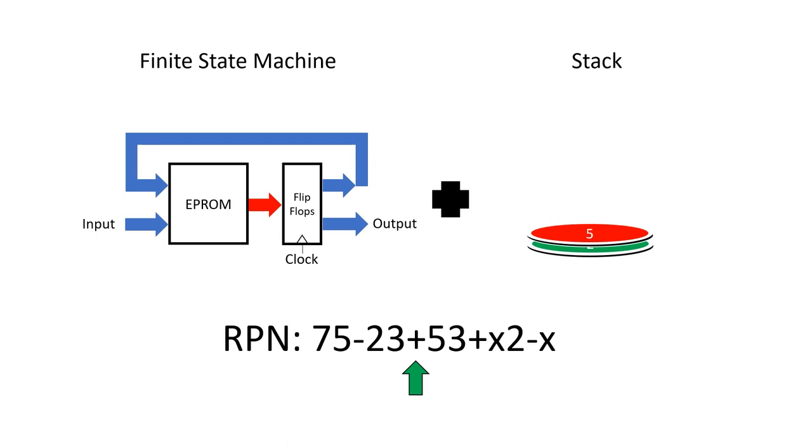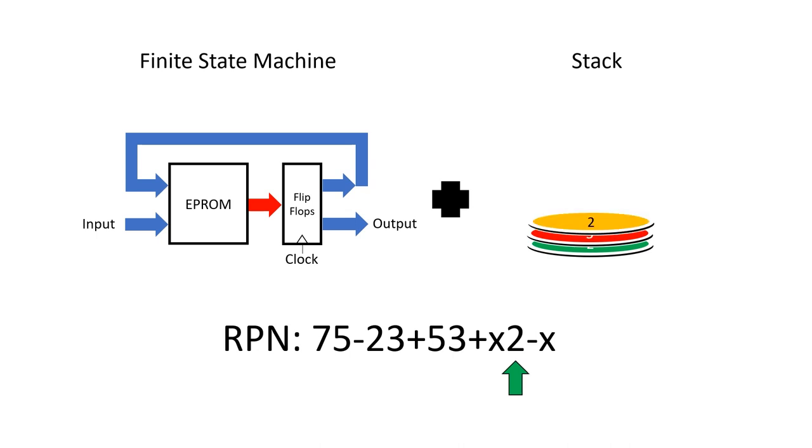We do this again for the 5 and the 3. Pop them and add them. We get 8, so we push that to the stack. But then we hit this multiplication symbol. This tells us to take off the two top elements, multiply them together, and push that back onto the stack. Now we have 40 on top of the stack.